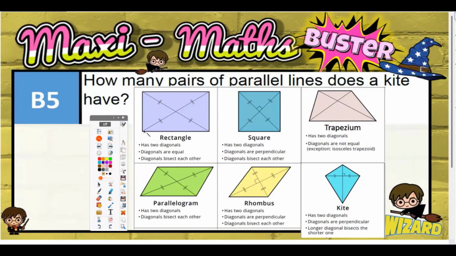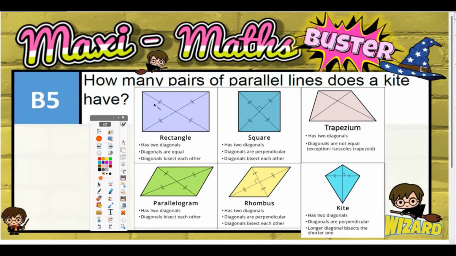opposite corners. So in a rectangle, that's a diagonal, in a trapezium, that's a diagonal, etc. And as you can see, in some shapes the diagonals cross at right angles, and in others they don't. Well, this question is about parallel lines. So a kite actually has no parallel lines. It's the only shape on this page that does not have parallel lines.